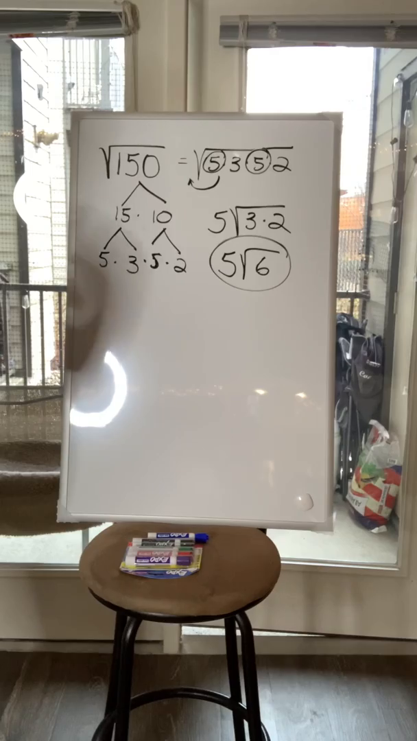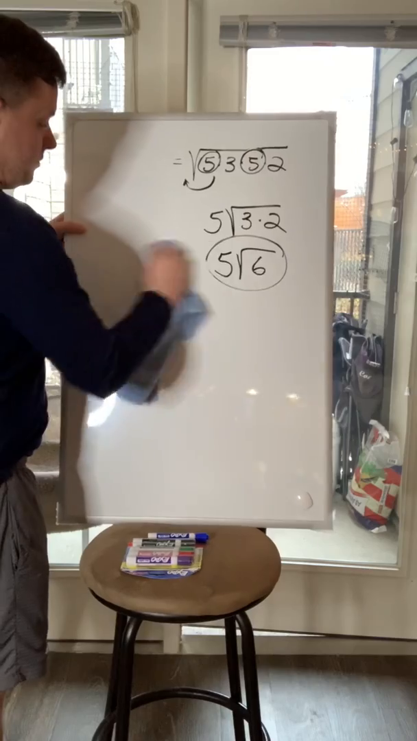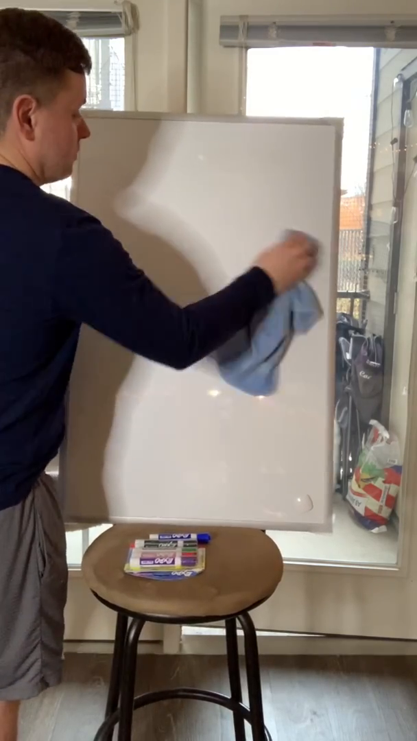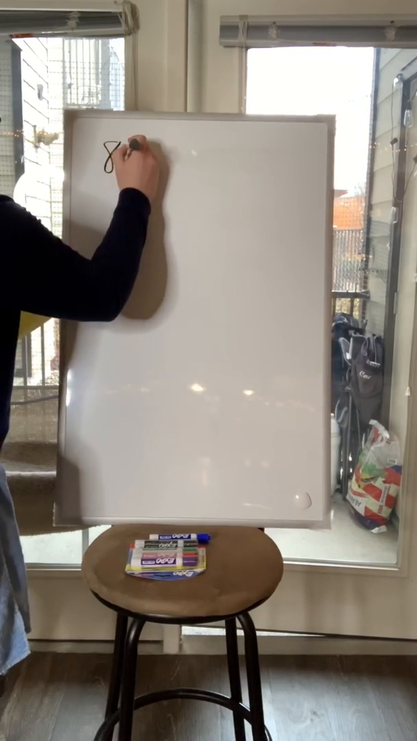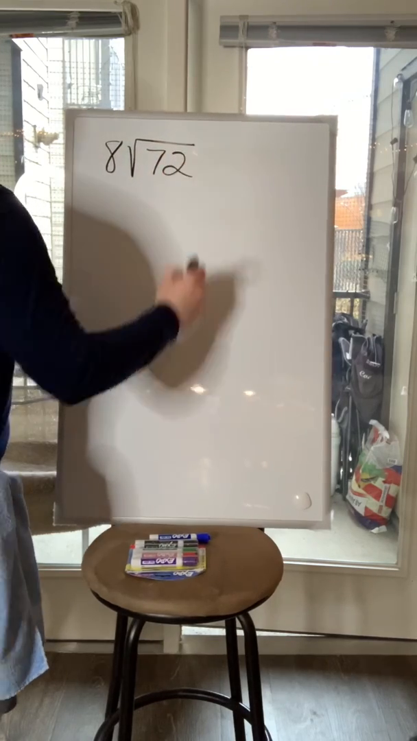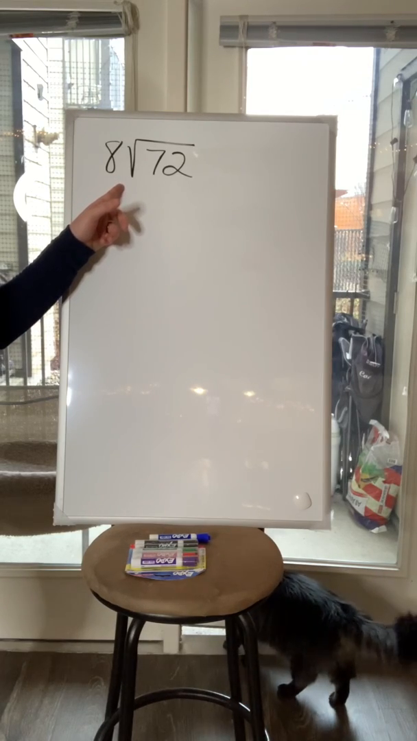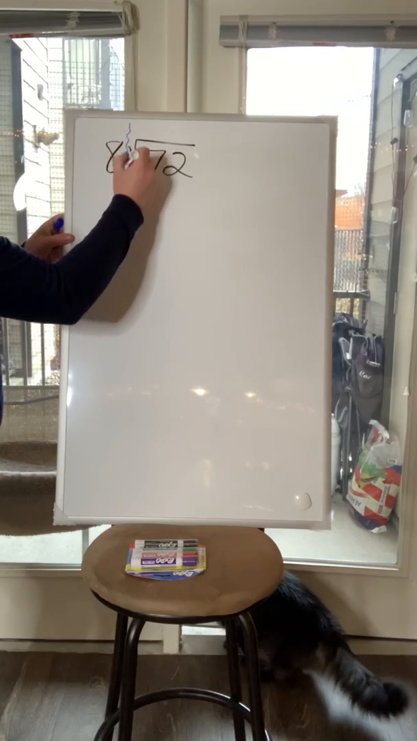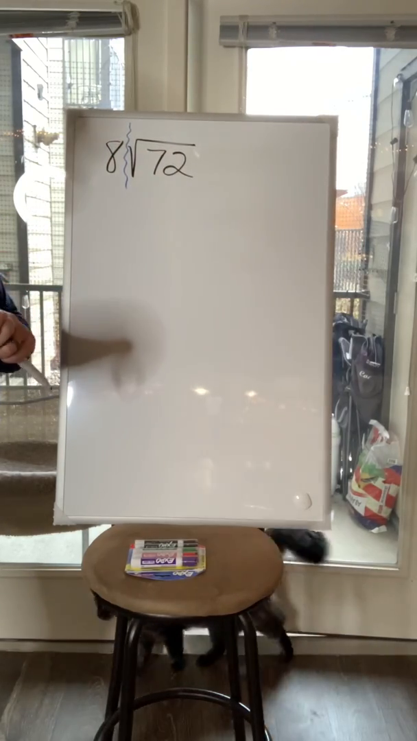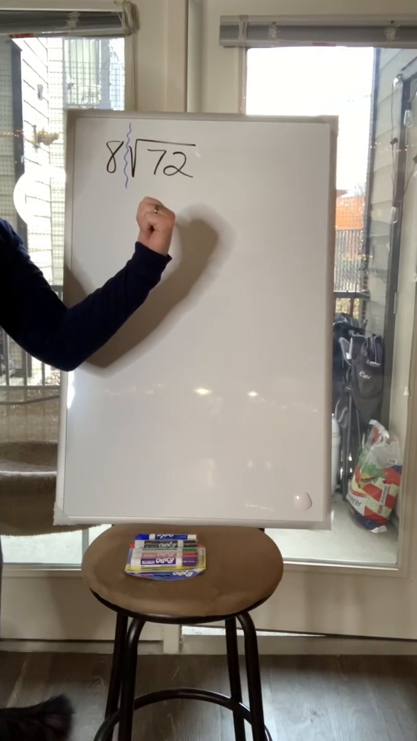Okay? Now, let's do another one, because there were some questions about problems like this. What do you do if there's a number already in front of the square root? So what you really do is you pretend that that number isn't even there, and you simplify the square root of 72 just like we did in the previous problem.